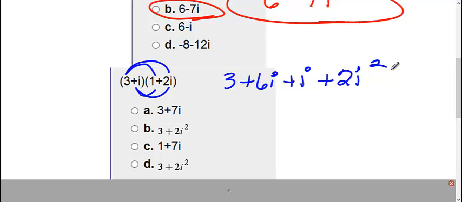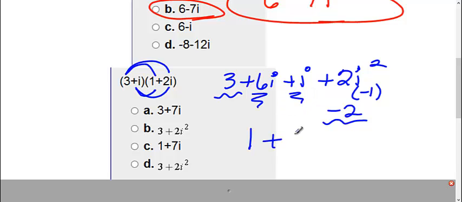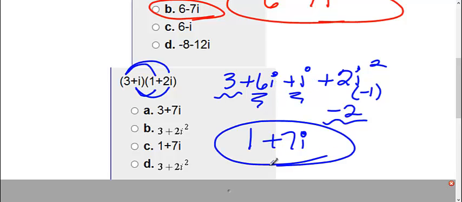Okay, we know that i squared is the same thing as negative 1. So really this is 2 times negative 1, which is a negative 2. So now when I combine my terms, I have a 3 and a negative 2, which give me a positive 1. A 6i and a 1i give me 7i. So I get 1 plus 7i as my answer, which is choice C.